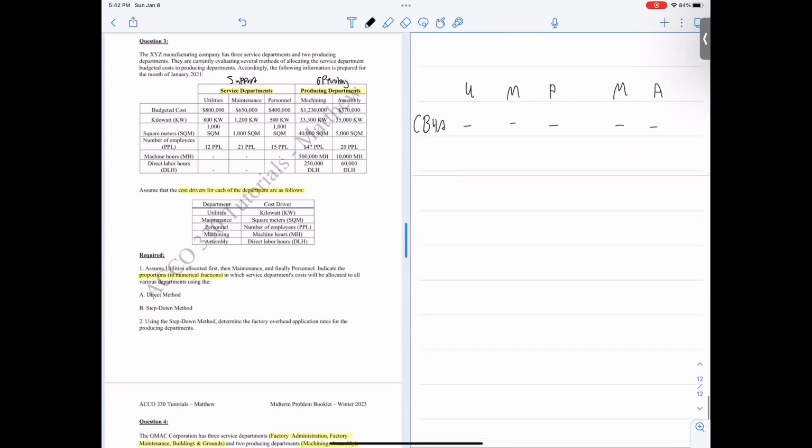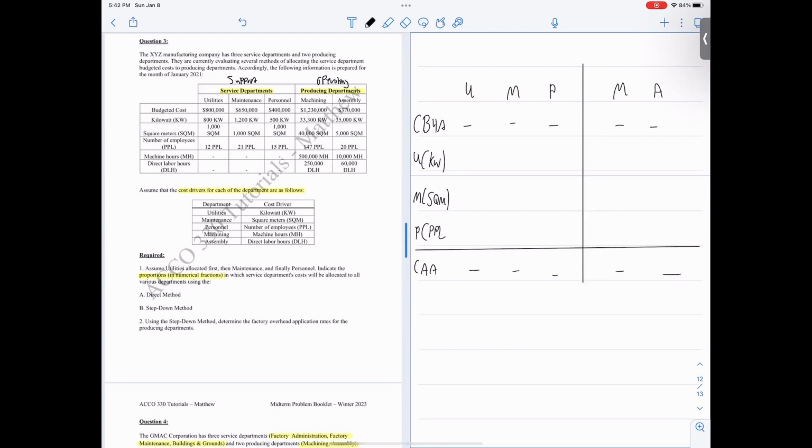So you have cost before allocation. Then you first allocate utilities, which is based on kilowatt hours, KW. Then you allocate maintenance, which is based on square meters or square feet, whatever. I don't know why they call it square meters. And then number of employees, which is called people for some reason. That gives us our cost after allocation, which we don't care about either, because we're only doing proportions. So this is a proportion matrix.